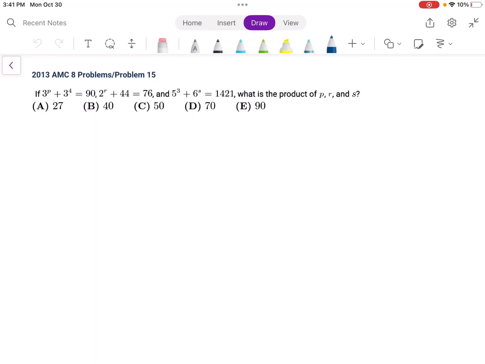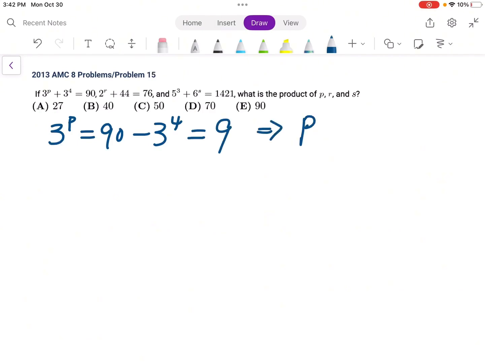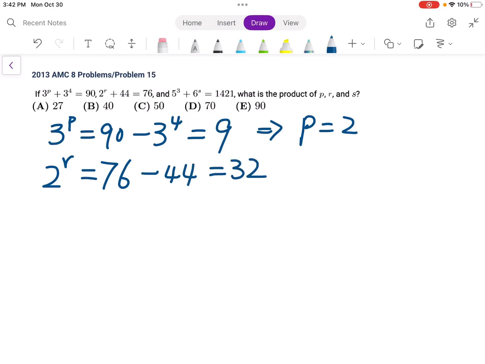Problem 15. Let's solve the three equations. First, 3 to the power of p equals 90 subtract 3 to the power of 4, and that equals 9. Therefore, we know that p equals 2. And then from the second equation, we get 2 to the r equals 76 subtract 44, and that's 32. And 32 is 2 to the power of 5. Therefore, r equals 5.